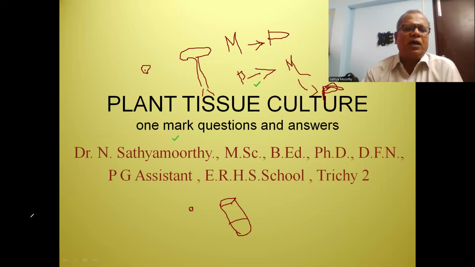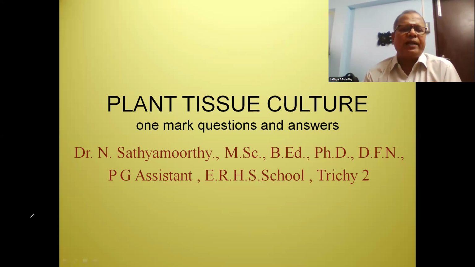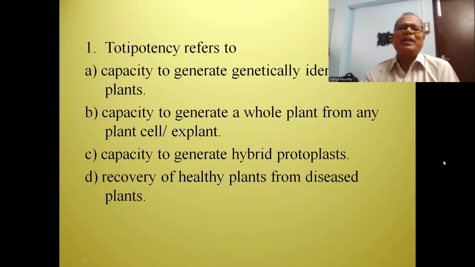Okay. Now we go to the questions. I will discuss them one by one. Question number 1 for you. Totipotency refers to... Before I explain this, totipotency means the ability of the cell to produce the entire organism.